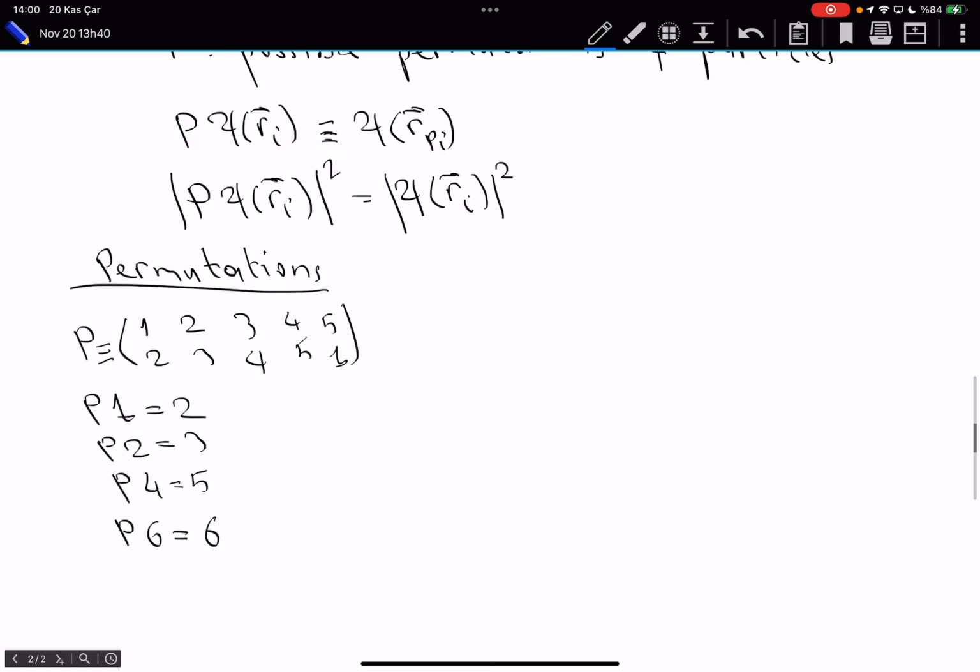Okay, this is a permutation. 1 goes to 2, 2 goes to 3, 3 goes to 4, 4 goes to 5, and 5 goes to 1. Another way of writing this is, you see, we can start with any one of them. 1 goes to 2, 2 goes to 3, 3 goes to 4, 4 goes to 5, and it's cyclic.